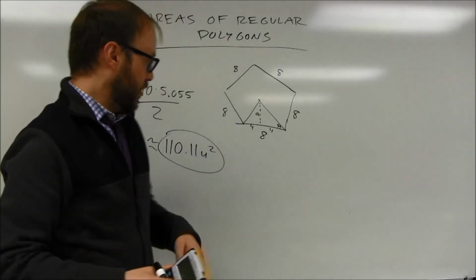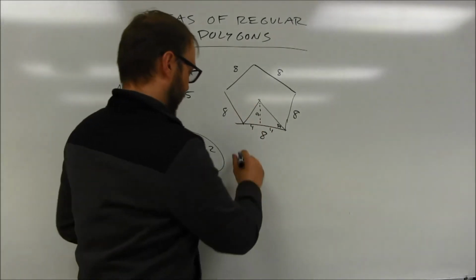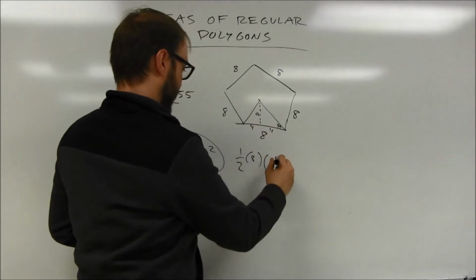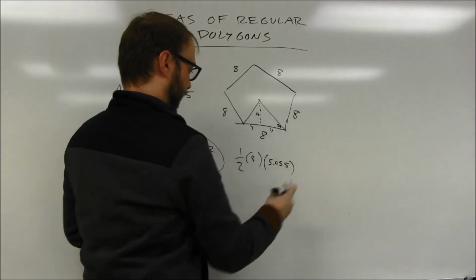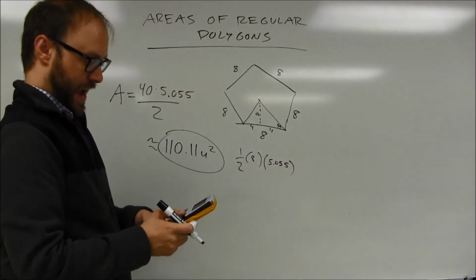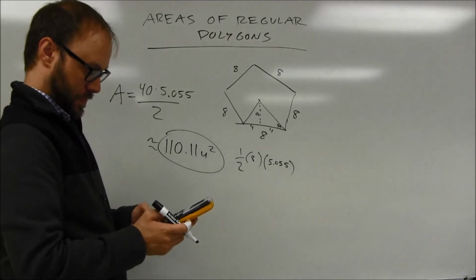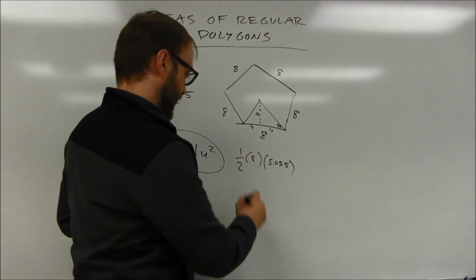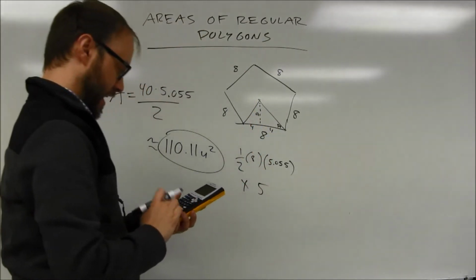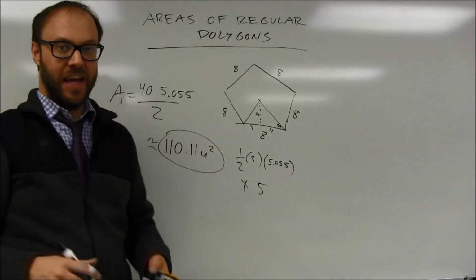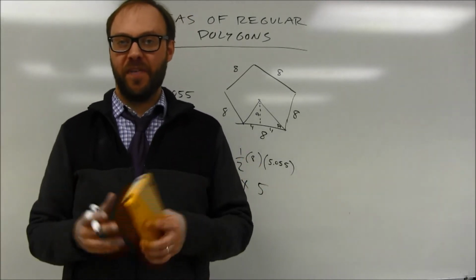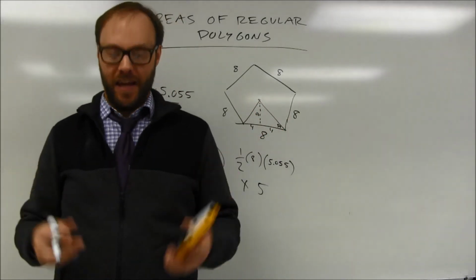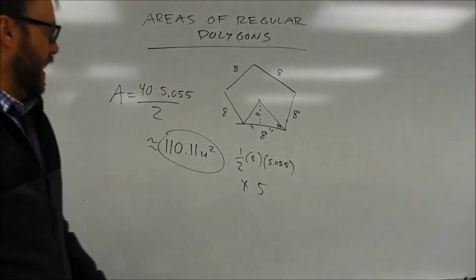Now, the other approach here is to just find the area of one of these triangles. The area of one triangle is going to be half the base of 8 times the apothem, which is the height of the triangle, about 5.055. The area of one of those triangles would be about 22. Then you can multiply by 5, and you end up getting the same answer. So again, you don't need the perimeter times apothem divided by 2 formula. You can just find the area of one triangle and multiply it by 5, and that'll work out the same way.